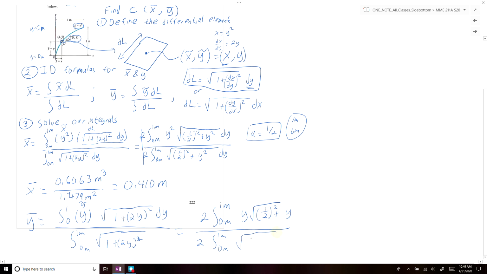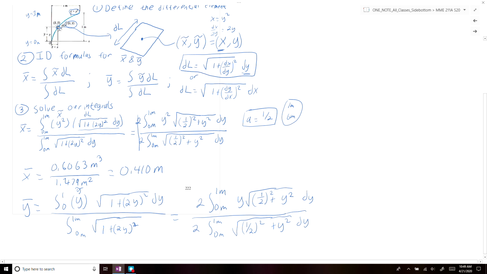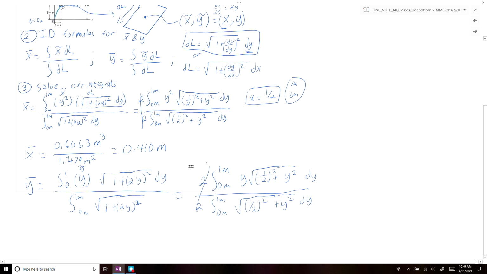Alright, so we're just putting it in a form that we can solve using our integration table. Alright, and once we have both our numerator and denominator in forms we can solve with our integration table, if we evaluated those two integrals, we would have gotten 0.8484 meters cubed divided by 1.479 meters squared, which would be equal to 0.574 meters. Alright, so we now have our two answers, x bar and y bar, for our integrals.